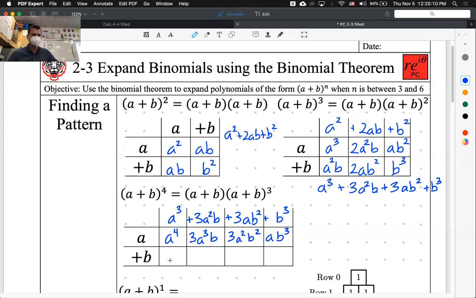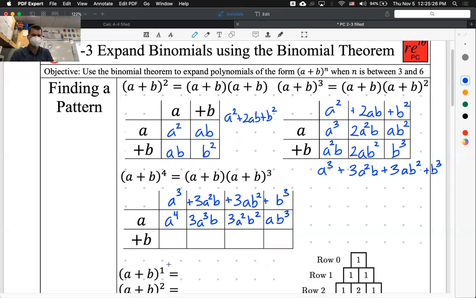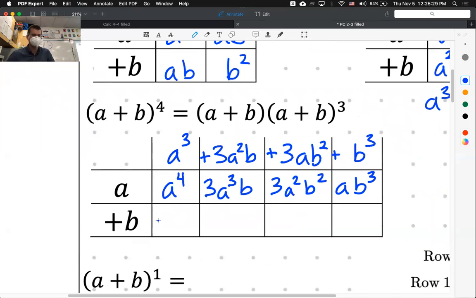Next, a to the power of 3 times b. Go for it, Jaden. Yep, there it is. B a to the 3. And I'm going to write it in alphabetical order, but you're correct. A to the power of 3b. Nice. Next one. 3a squared b times b.